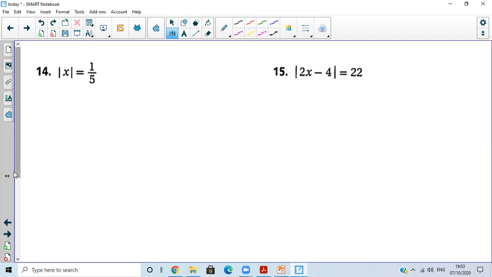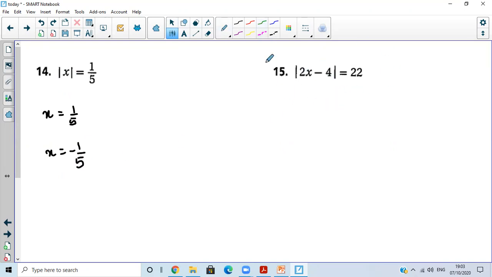Okay, now here, it is a very easy one. What number can be inside? One possibility is that it can be 1 over 5. Or another possibility is that it can be negative 1 over 5. It's as simple as that.